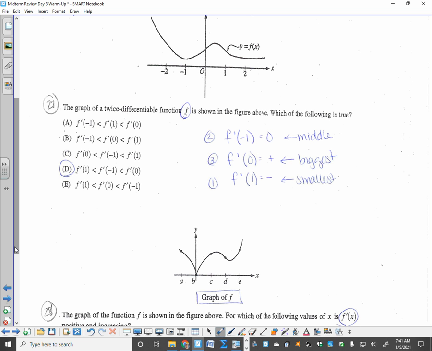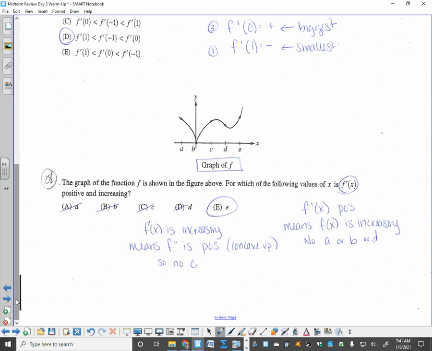So then I just put them in order from biggest. Well, I guess you'd start with smallest. So the smallest would be the f prime of 1. And then you go to f prime of -1 because that would be your 0. And then f prime of 0, which would be positive.